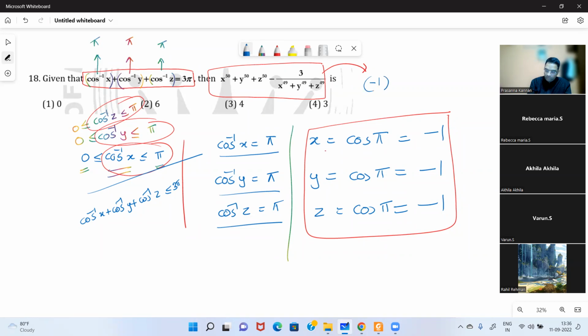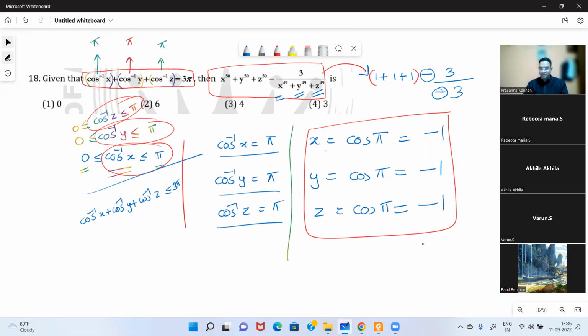So -1 power 50, what will it be? -1 power even number, what is it? 1. So the first term will be 1. Second term will be 1. Third term will be 1. Correct or not? Then -3 divided by x power 49. 49 is an odd number. -1 power 49 will be -1. This will also be -1. This will also be -1. So -1, -1, -1. What is it? -3. Exactly. So it will be -3.